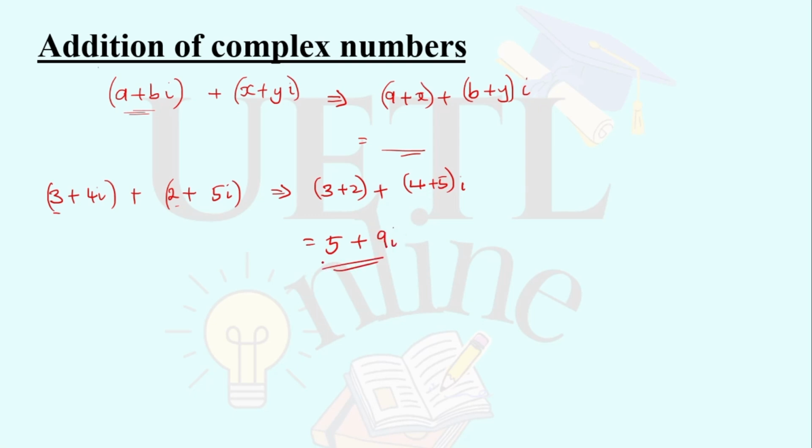So this is how we add complex numbers. As easy as that, just take the real parts and add them together, and the imaginary parts and add them together. So this is it. Let's go on and see how we multiply them.